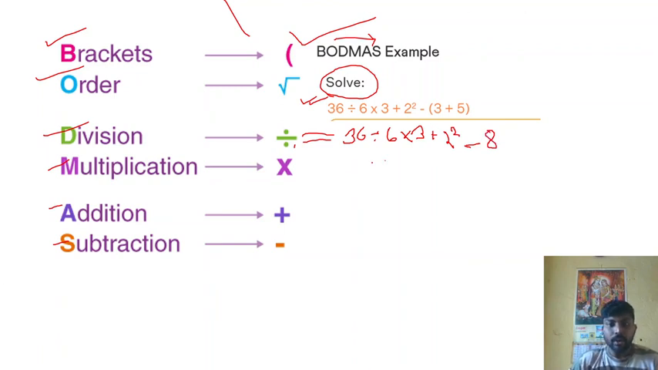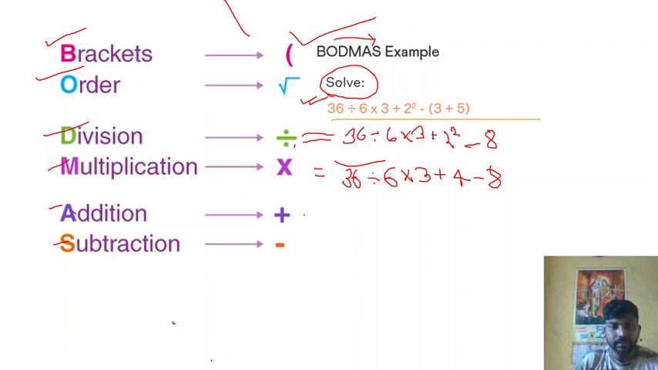Then we go to the next step, order. 36 divided by 6, then 6 multiplied by 3, plus 4, since 2 square equals 4, and minus 8. Now after bracket, we go for the division. So 36 divided by 6 equals 6 into 3 plus 4 minus 8.